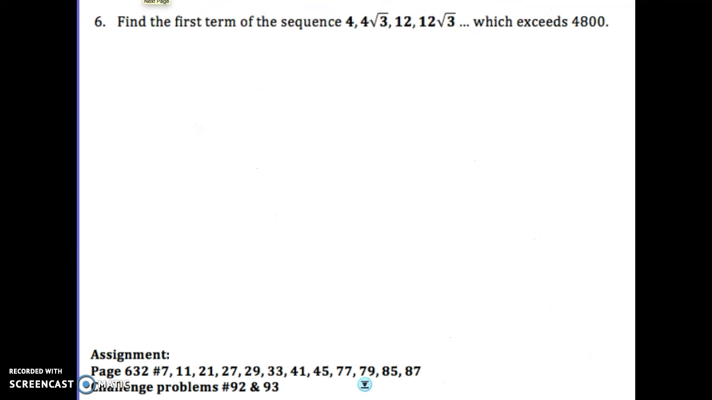Having a look at the next example, we've got to go ahead and find the first term of the sequence that's given here that exceeds 4,800. You're welcome to go ahead and use your calculator in this case. Let me give you a moment to have a go, and then we'll check back in together.